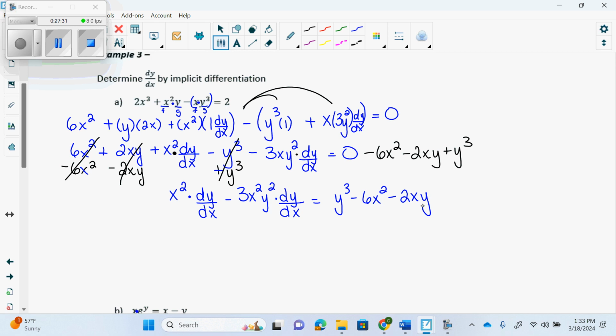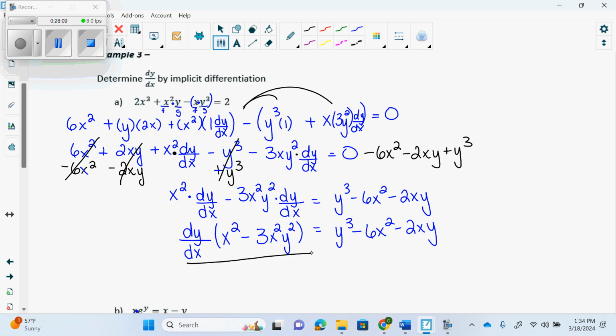Now what's my next step? Why did I get the dy dx's on one side? So I can GCF a dy dx out of both of those terms. So then I'm left with dy over dx. When I take dy over dx out of x squared, I'm left with x squared. Take dy over dx out of this 3x squared y squared dy over dx, and I'm left with just 3x squared y squared. And it equals y cubed minus 6x squared minus 2xy. Then how do I get dy over dx by itself? Divide by what's beside it. X squared minus 3x squared y squared.